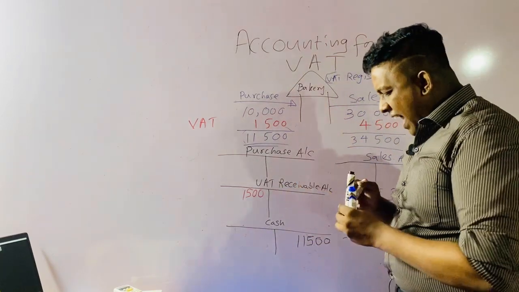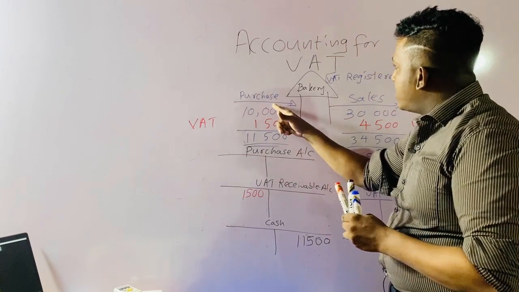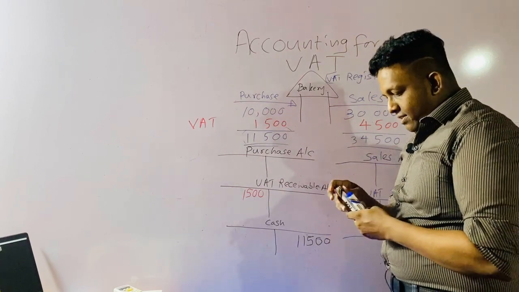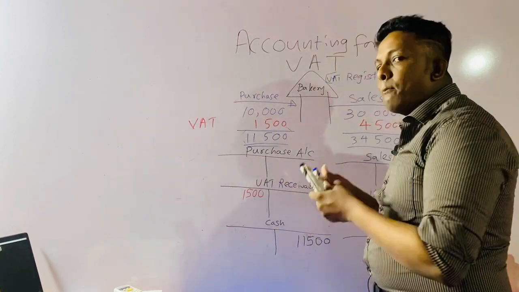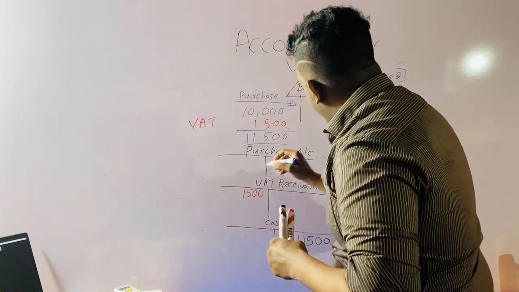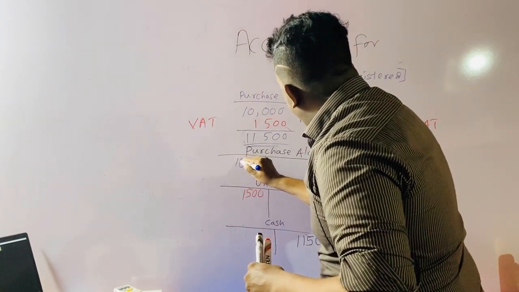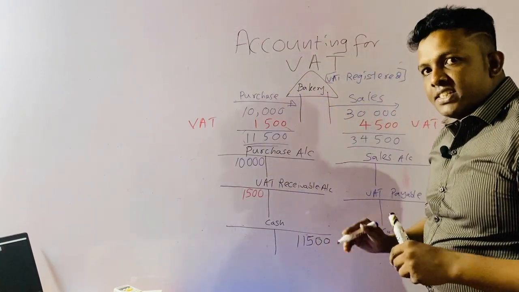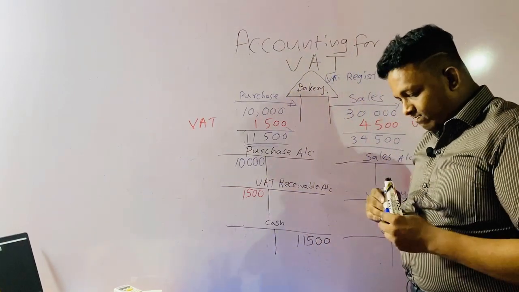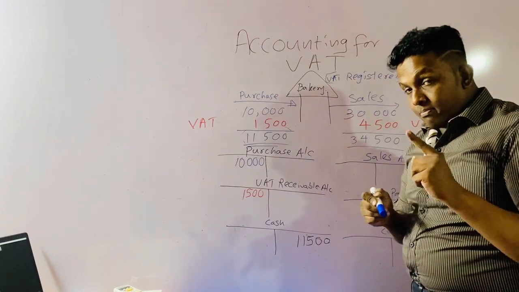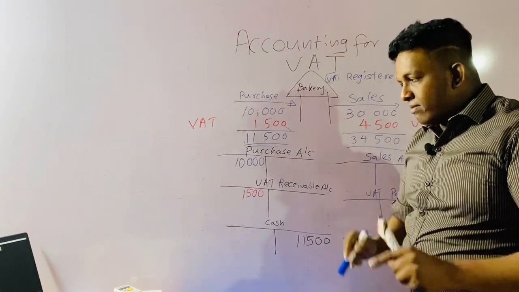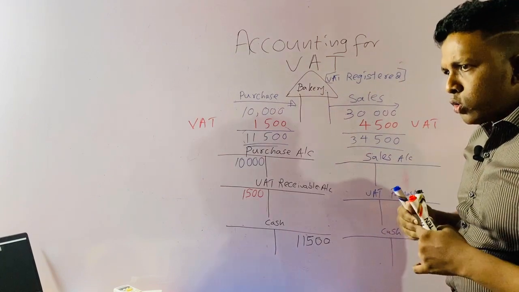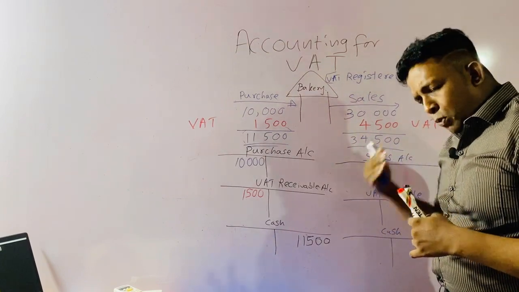Okay, and our actual cost is the 10,000 rupees. That 10,000 rupees is our purchase. Then we can debit it to the purchase account. This is our input tax. Remember, we are VAT registered, right? Okay. So how do we do the accounting for output tax?